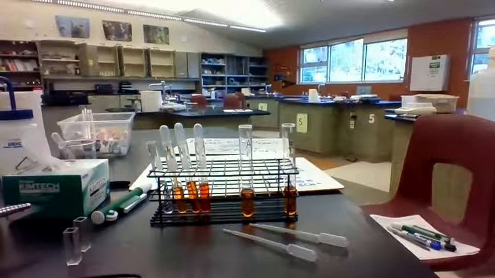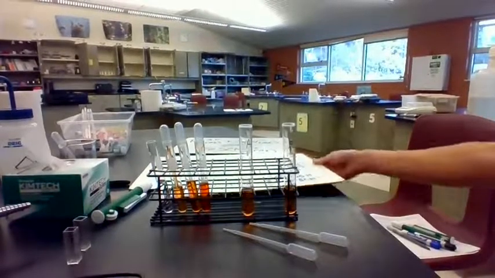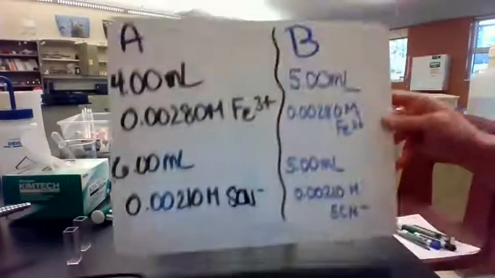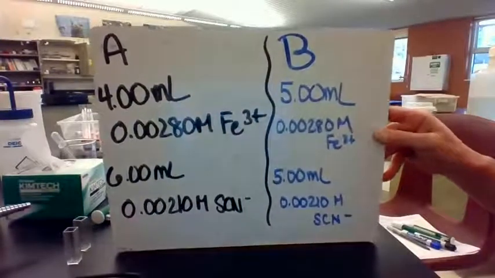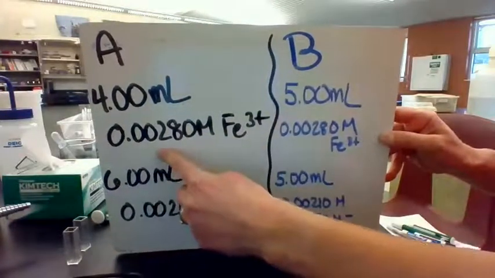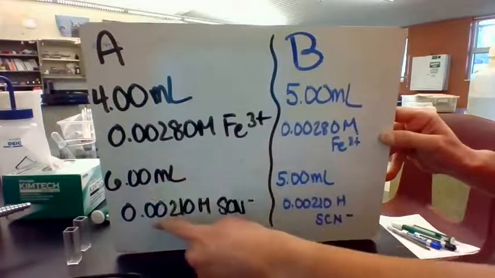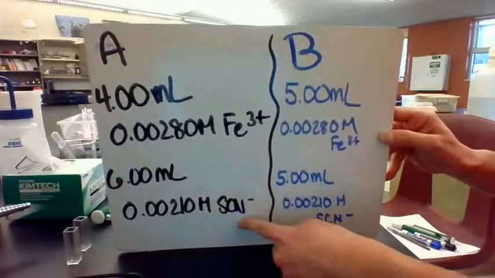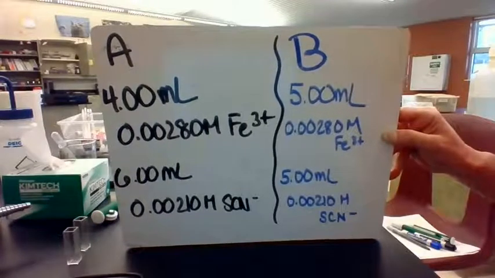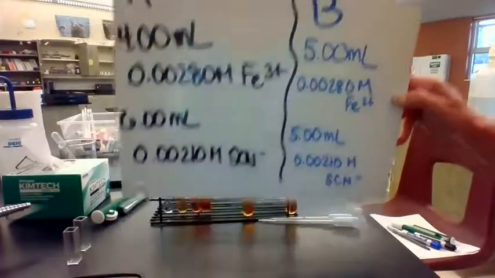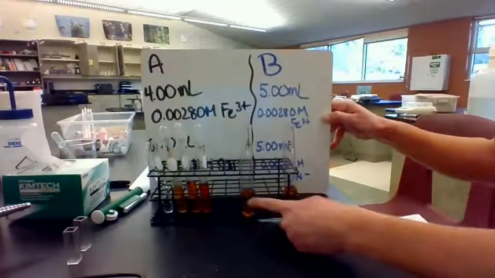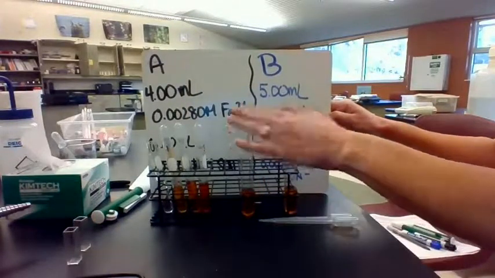Okay, so I have now made these 2 solutions, solution A and solution B, and I will put this up here so we are clear on how I made these. So for this one, I had 4 mLs of the 0.0028 molar iron and 6 mLs of the 0.0021 molar SCN. And then over here, I used 5 and 5. So we just have 2 different solutions here. We can see they're both a reddish color, so that indicates that we've made some iron thiocyanate. That's the product of this reaction.